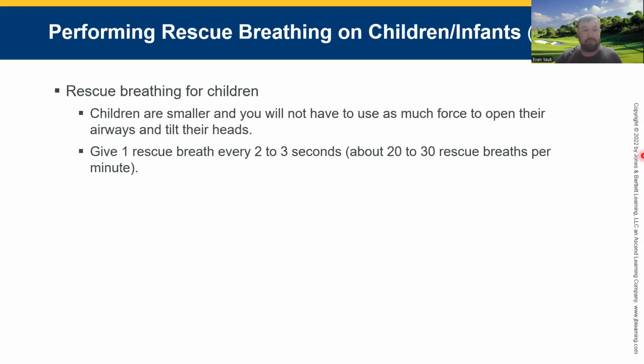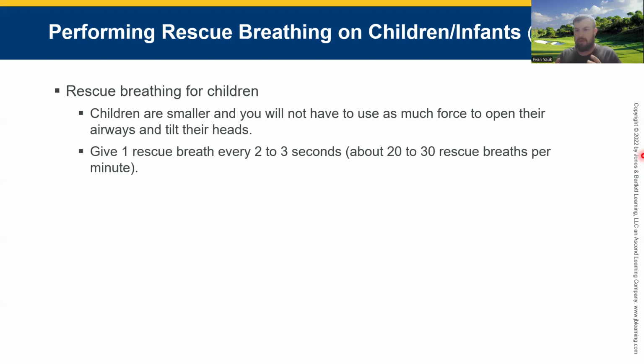Rescue breathing for children. Children are small and you will not have to use as much force to open their airways and tilt their heads. Give one rescue breath every 2 to 3 seconds. So we're looking at 20 to 30 breaths per minute. If you remember correctly, for adults it's one breath every 5 to 6 seconds. For a child, it's one breath every 2 to 3 seconds. You do the math, you get 20 to 30.